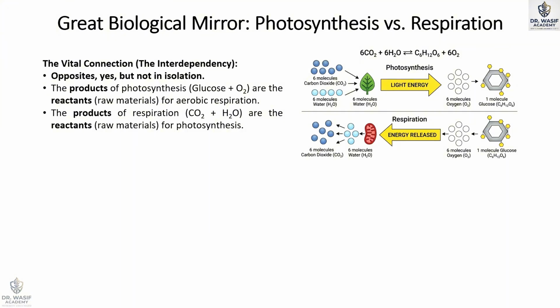The products of photosynthesis, which are glucose and oxygen, are the exact raw materials required for aerobic respiration. And in return, the products of respiration, which are carbon dioxide and water, are the materials required for the plant to start photosynthesis all over again.